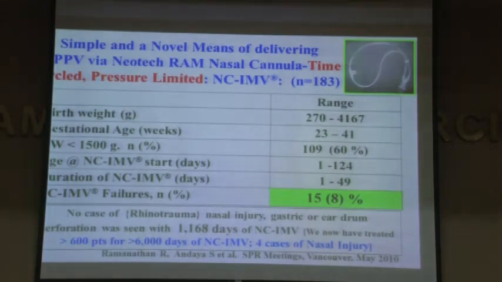So that's the reason we designed a simple nasal cannula to deliver time-cycled, pressure-limited, intermittent mandatory ventilation. We have now treated over 600 babies for over 6,000 days of NIPPV. We call it nasal cannula IMV, but it's pretty much the same. And we only had 4 cases of transient nasal injury. None of them were permanent. We follow these babies up to 1 year of age. We repeat the hearing screen and follow the upper airway anatomy. We have not seen any nasal injury.